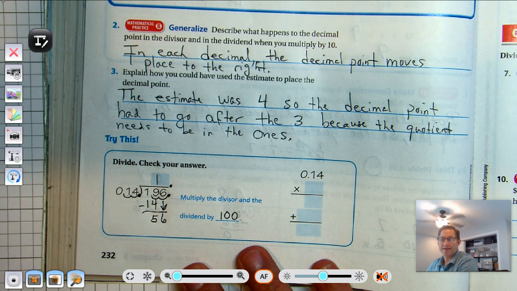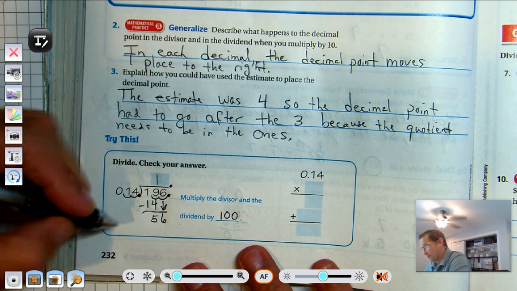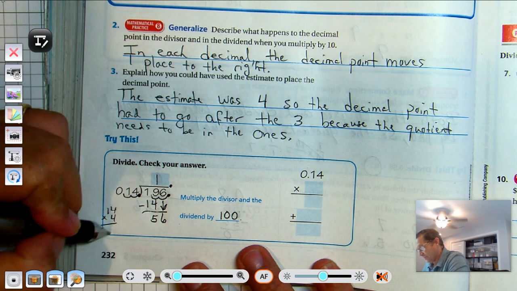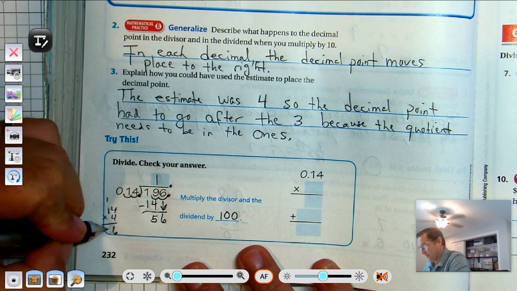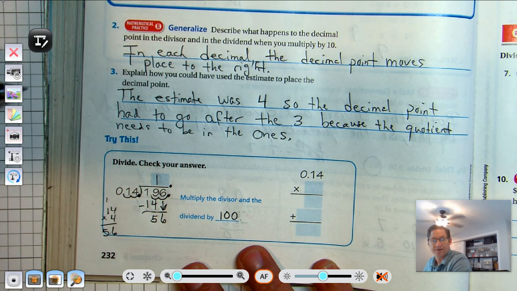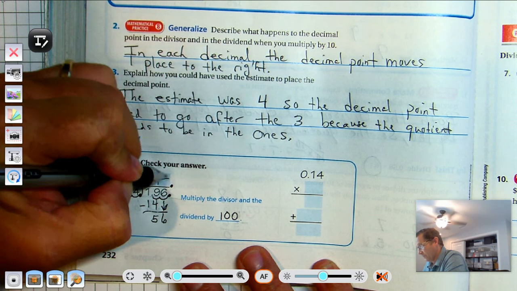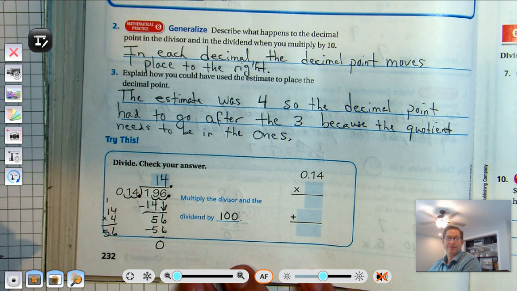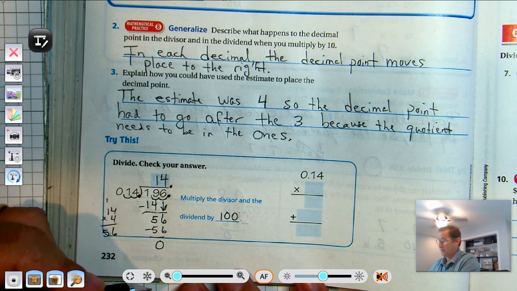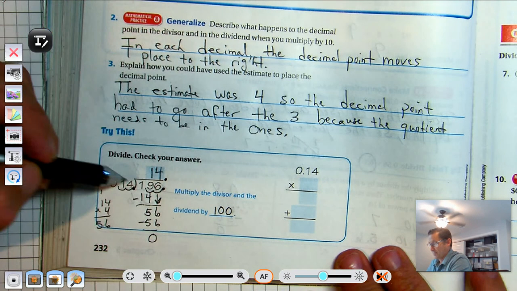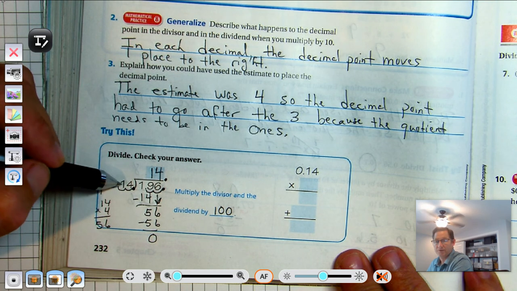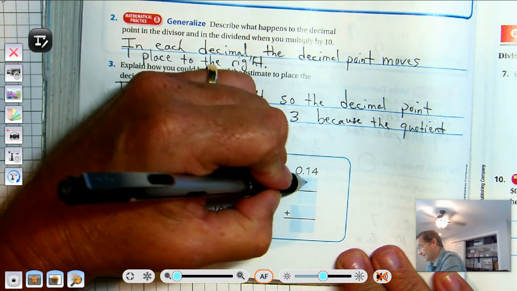All right, 56 divided by 14. Well, I know 4 times 10 is 40, and I have 4 extras, so it could be 14 times 4. 4 times 4 is 16. 4 times 1 is 4, plus the regrouped 1 is 5, so 4 works out great. Subtract, we're left with 0, and there are no more numbers to bring down. So we're saying 1.96 divided by 0.14 is 14.